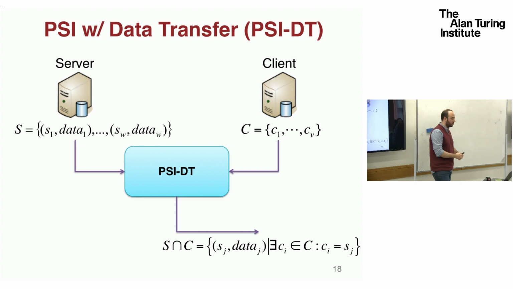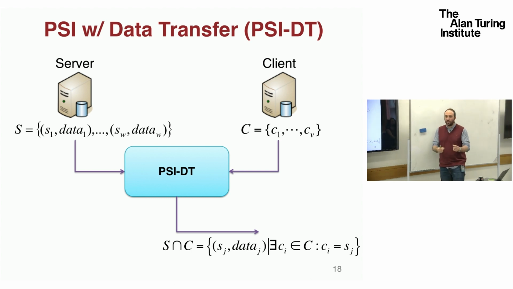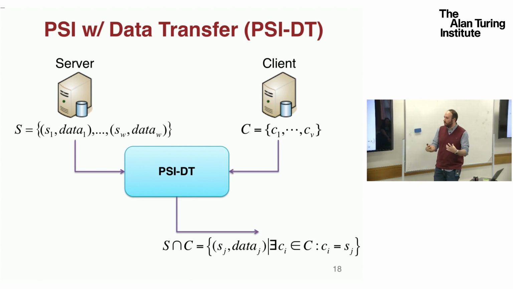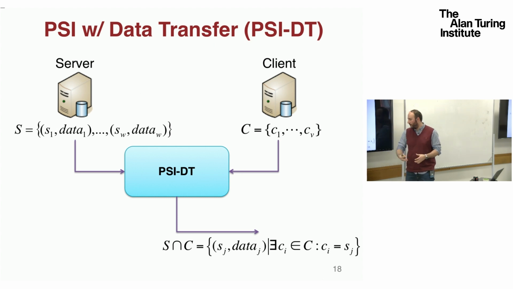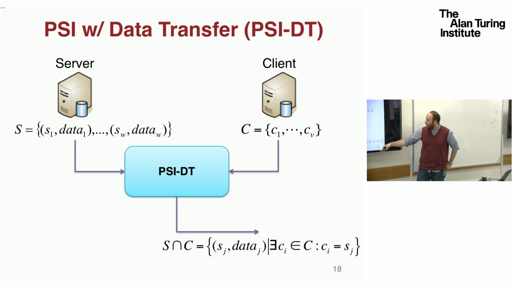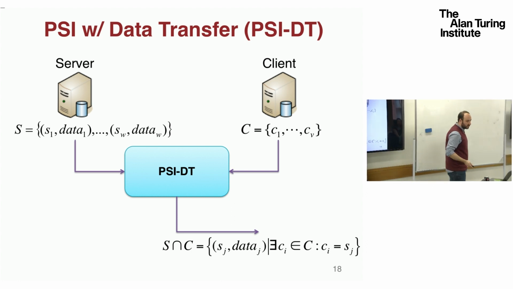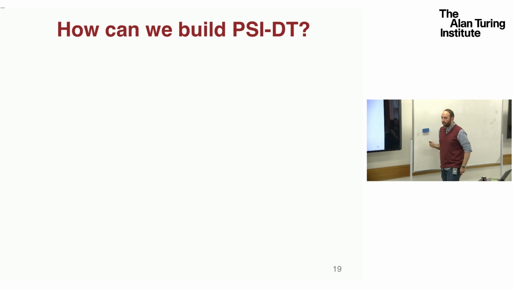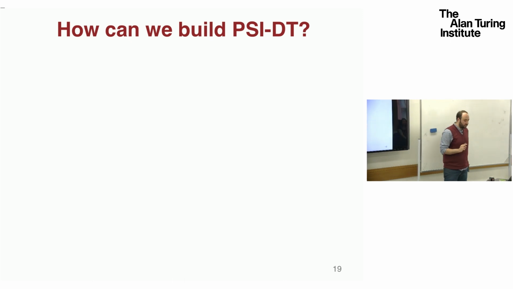So for instance, in this setting where you have common suspect terrorists, maybe you do the intersection on some identifier. It can be a name or a social security number, whatever. But when you do have a match, you also want a file, like why is this guy a suspect terrorist? And I write it this way, so you get all the items s_j, data_j, where there is an item in the client set that matches. That's very simple. So how can we build private set intersection with data transfer?